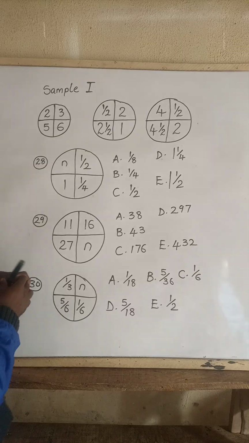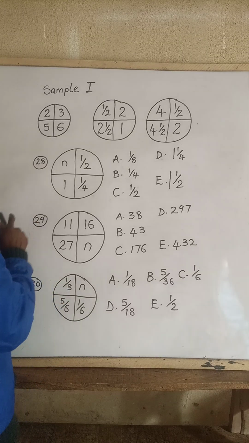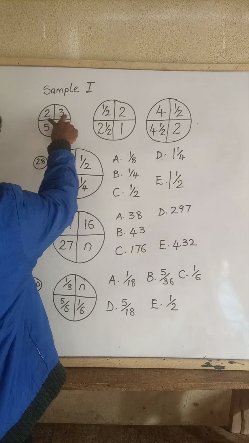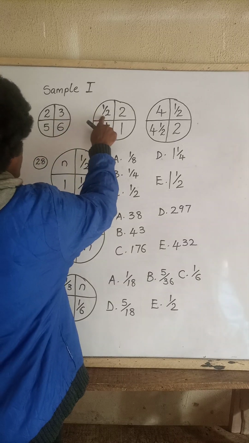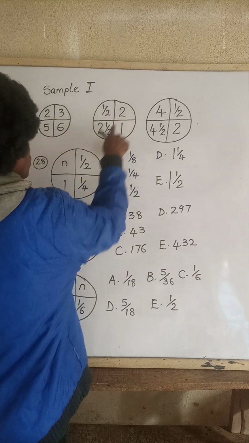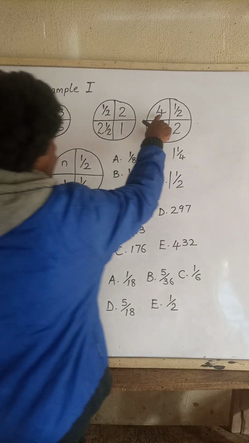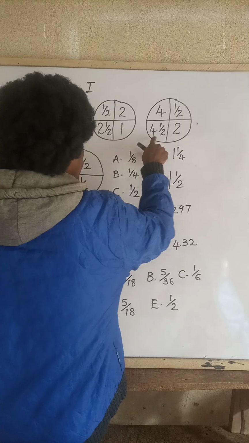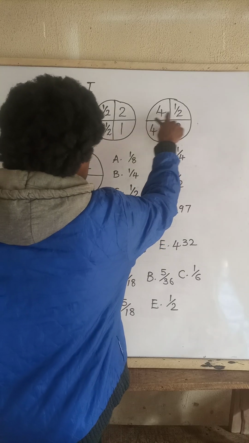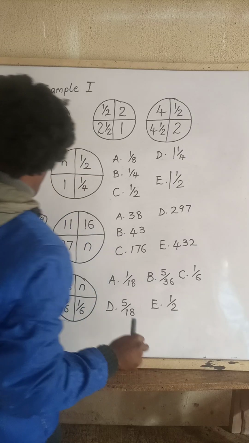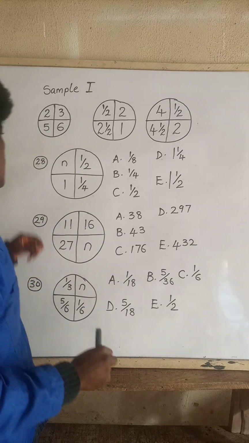For sample I, what they did here is very simple. You will do 2 plus 3, 5. 2 times 3, 6. 1 over 2 plus 2, 2 and a half. 1 over 2 times 2, 1. 4 plus 1 over 2, 4 and a half. 4 times 1 over 2, 2. So let us apply this in solving question number 28 to 30.